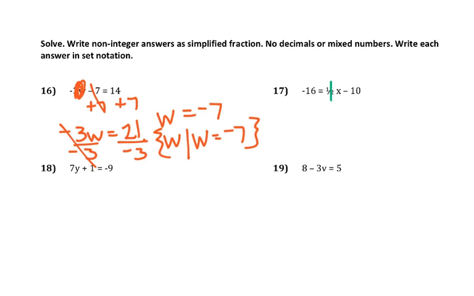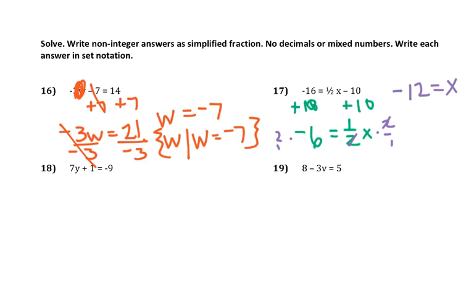Okay, the next one, if I put my finger over the variable, I'm going to be adding 10 because that's what's left for me. So negative 16 plus 10 is negative 6, and that's going to be equal to 1/2 x. If I want to get rid of the 1/2, instead of dividing by 1/2, which you can do, it's going to be easier to multiply by 2 over 1. So 2 times negative 6 is negative 12, and this is where that's going to go away. So x is equal to negative 12. I'm going to write x such that x is equal to negative 12.